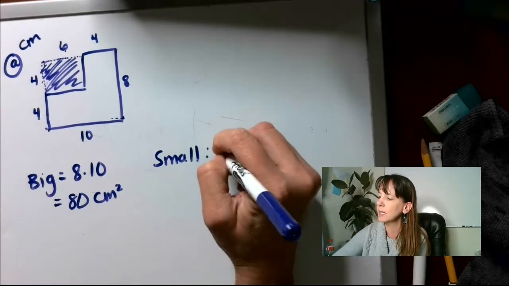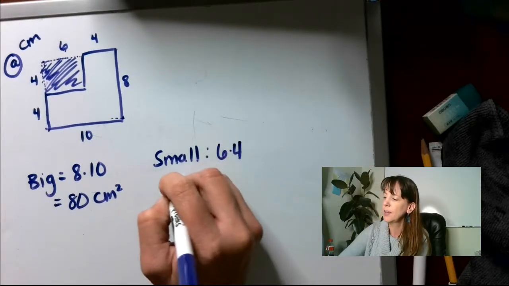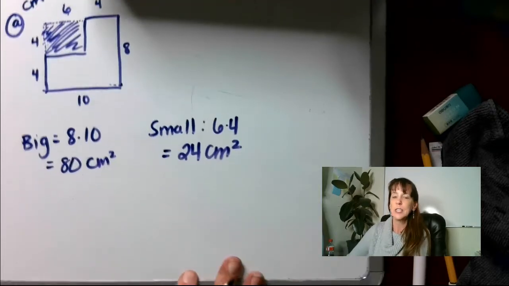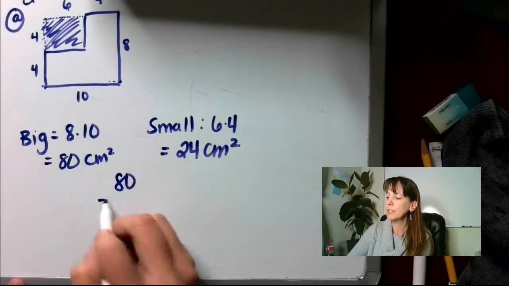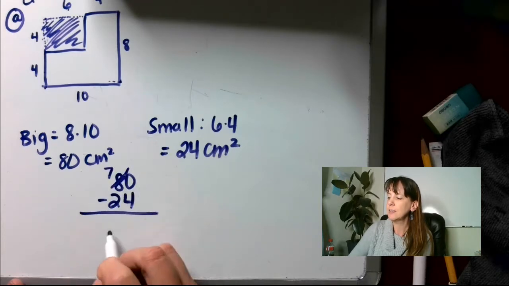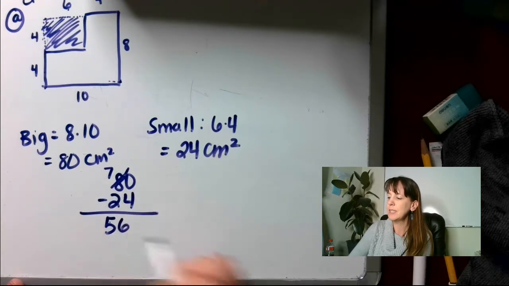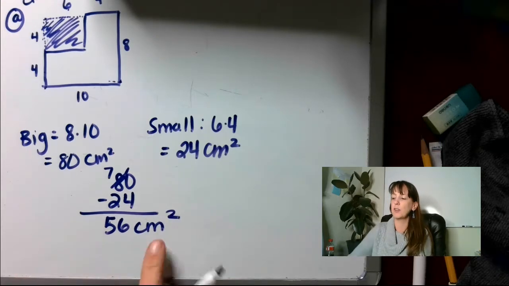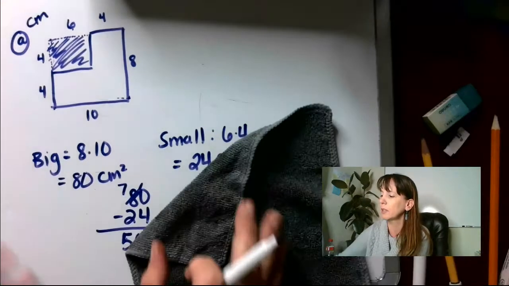So the smaller one is going to be 6 times 4, which equals 24 centimeters squared. So we take our big, we minus our small, and we get 56 centimeters squared. 56 centimeters squared. You've got to have your units on there or I will totally mark it wrong.